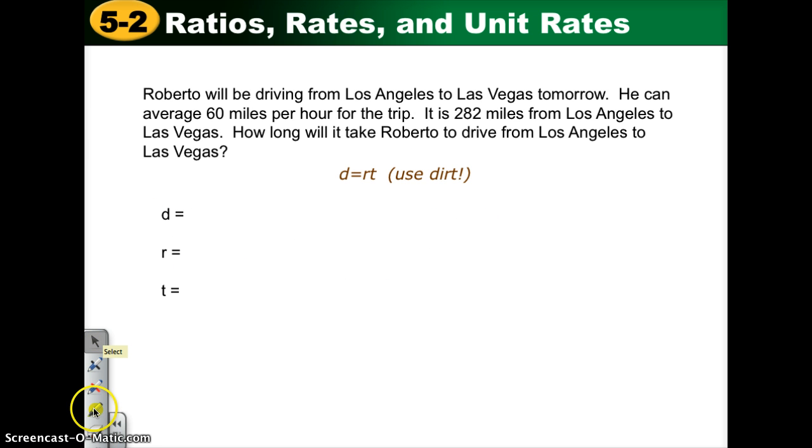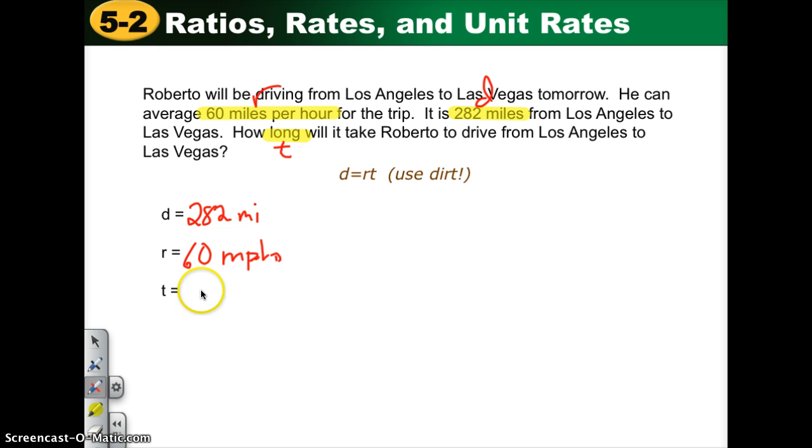Let's try another one. Roberto will be driving from Los Angeles to Las Vegas tomorrow. He can average 60 miles per hour for the trip. It is 282 miles from Los Angeles to Las Vegas. How long will it take Roberto to drive from Los Angeles to Las Vegas? 60 miles per hour is a rate. 282 miles is a distance. How long is time. So distance is 282 miles. Rate is 60 miles per hour, which tells us our unit for time, which we don't know, will be in hours.